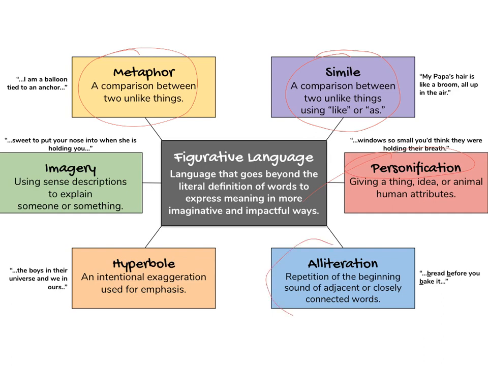Alliteration. Alliteration is something you guys are all familiar with, even if you don't know it. Alliteration is the repetition of the beginning sound of adjacent or closely connected words. So this is your Peter Piper picked a peck of pickled peppers. That's alliteration. Or Sally sold seashells by the seashore. Those are examples of alliteration. The example I pulled from the book is bread before you bake it. This idea of this repetitive first consonant sound.